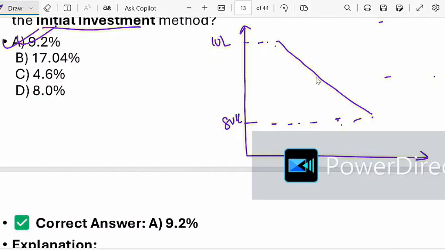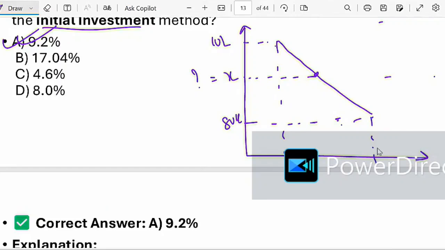So we have to find the middle point. What is the middle point? Suppose this is x, this is the middle point, this is what we are interested in finding, right? So how to find the middle point? It is very simple. Please try to understand how to find the middle point.